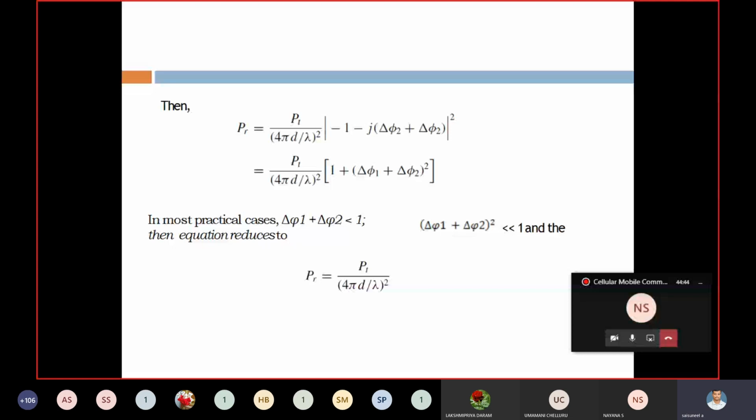Suppose delta phi 1 and delta phi 2 are much less than 1, then automatically PR equals PT by (4 pi d by lambda) squared. This is the equation for propagation over water.